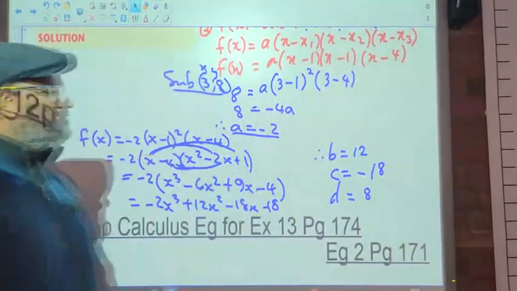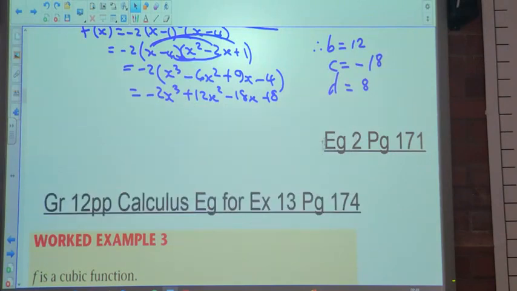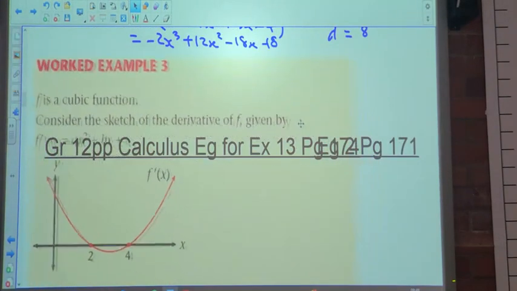Right, so let's do example 3. Example 3 is on page... sorry? 172 is the next page.